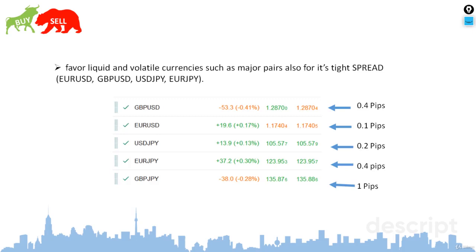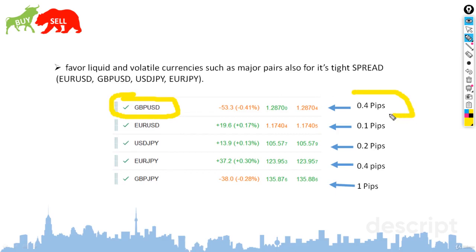So you have to favor liquid and volatile currencies such as major pairs, also for their tight spread, like EUR/USD, GBP/USD, USD/JPY, or EUR/JPY. I did a comparison of spread on the major currencies. As you can see here, GBP/USD, the spread is 0.4 pips.